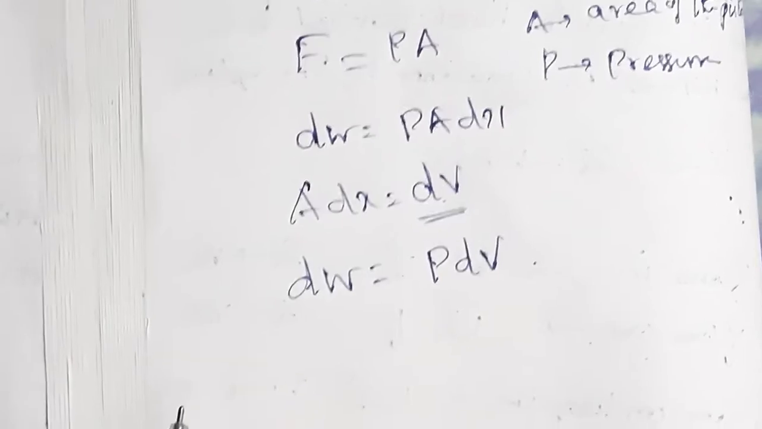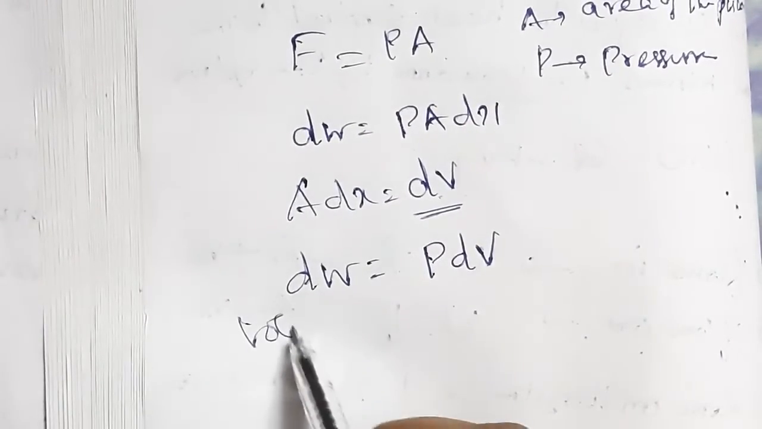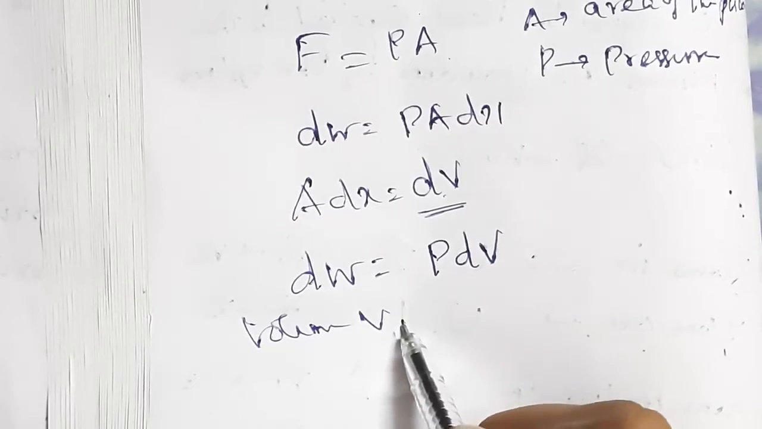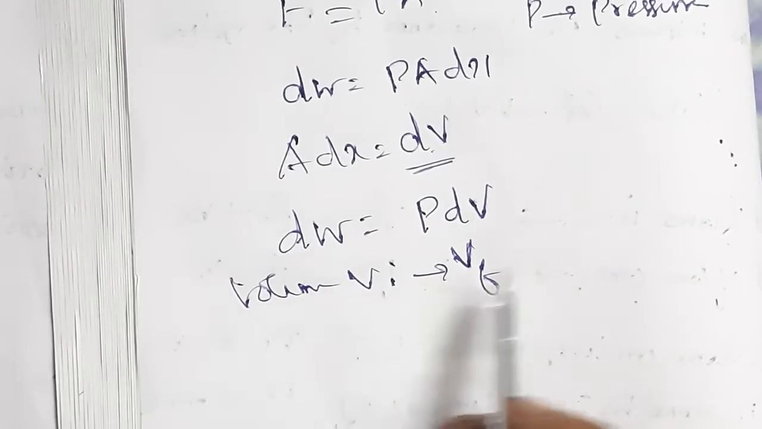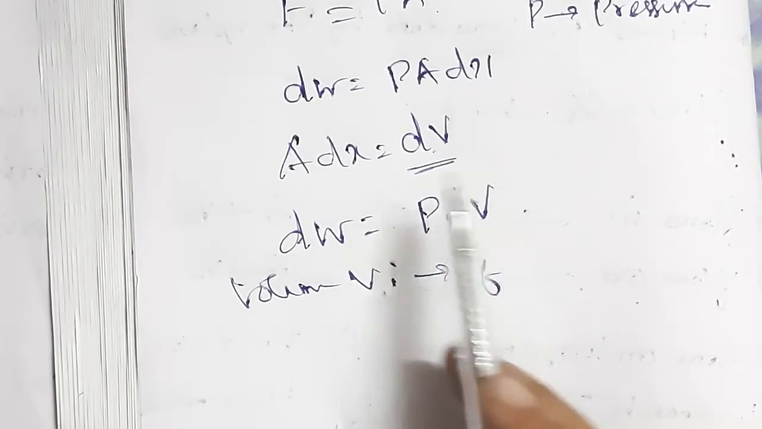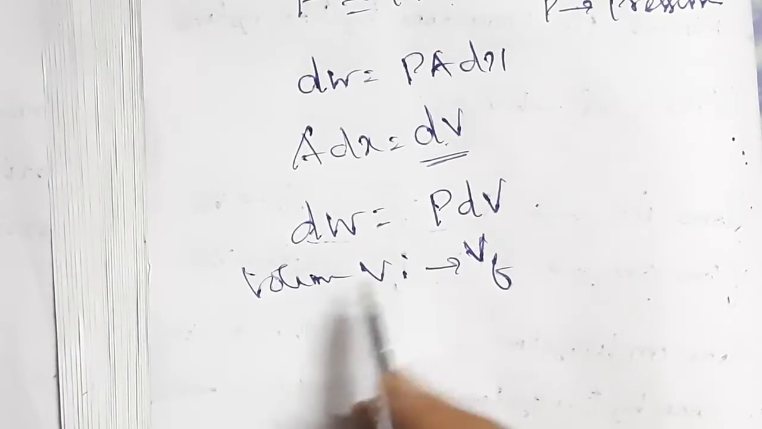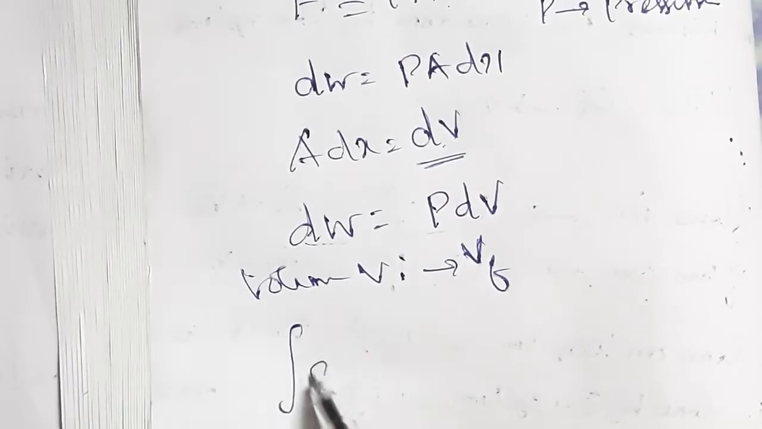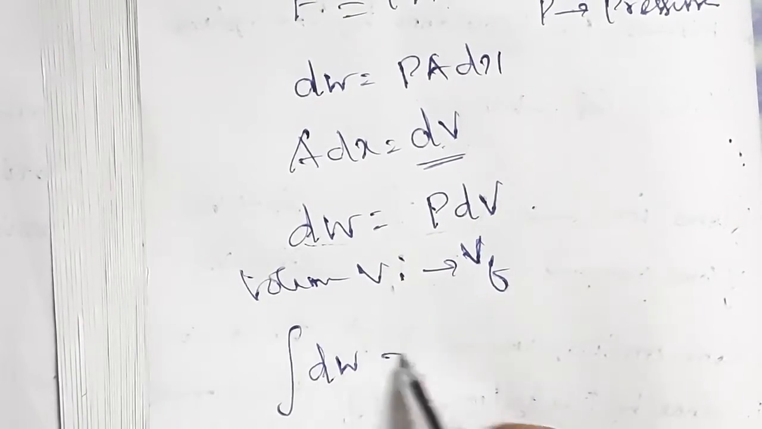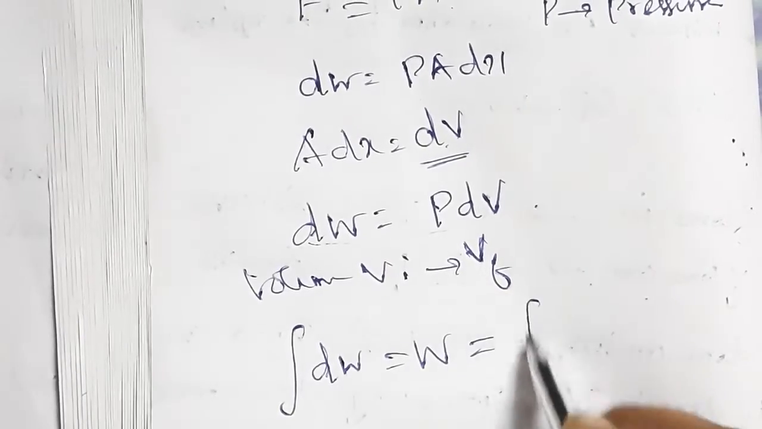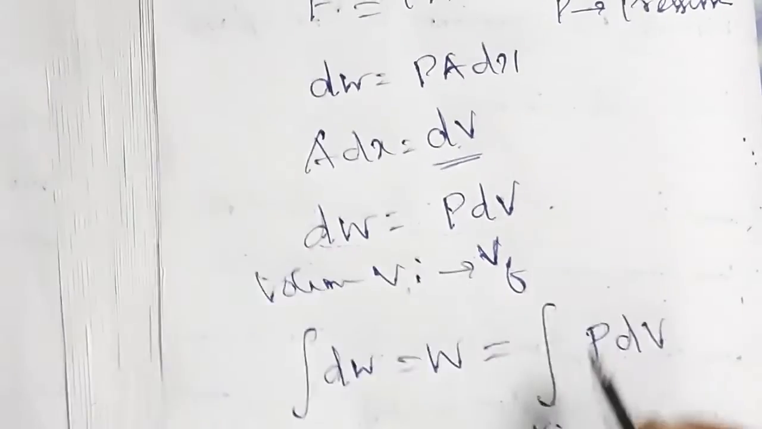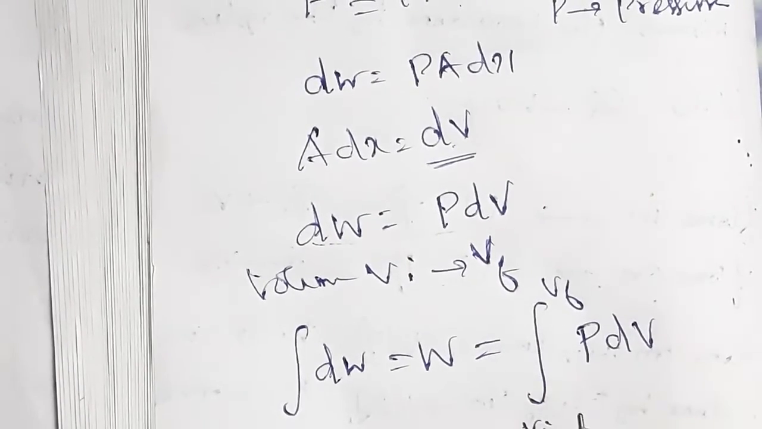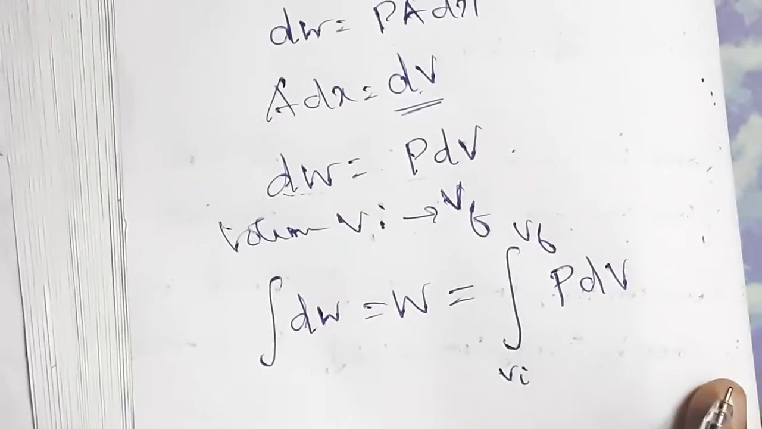Generally the work done by the gas, the volume is increased from VI to VF. There is a positive sign, we can consider the volume of the gas is increased. So the volume changes from VI to VF. So how can we calculate the work done by the gas? Integrate this equation. So the integral of dW, integral is this symbol, the integral of dW is nothing but W. That is equal to the integral of PdV. Limit is from VI to VF, initial volume to final volume.